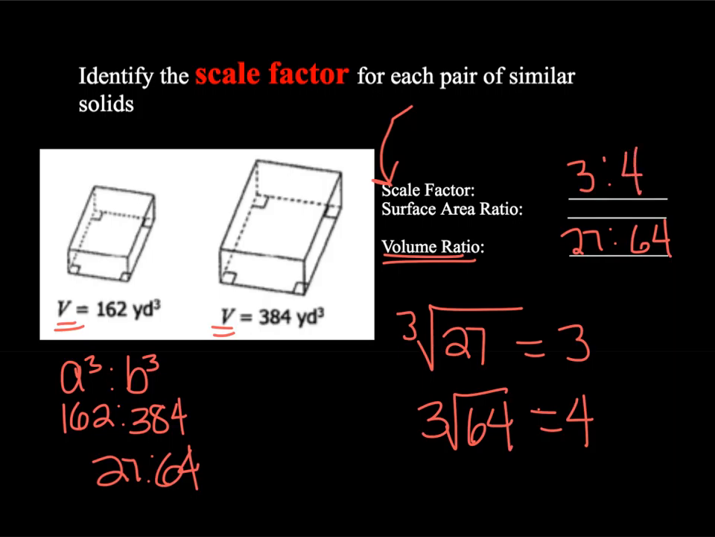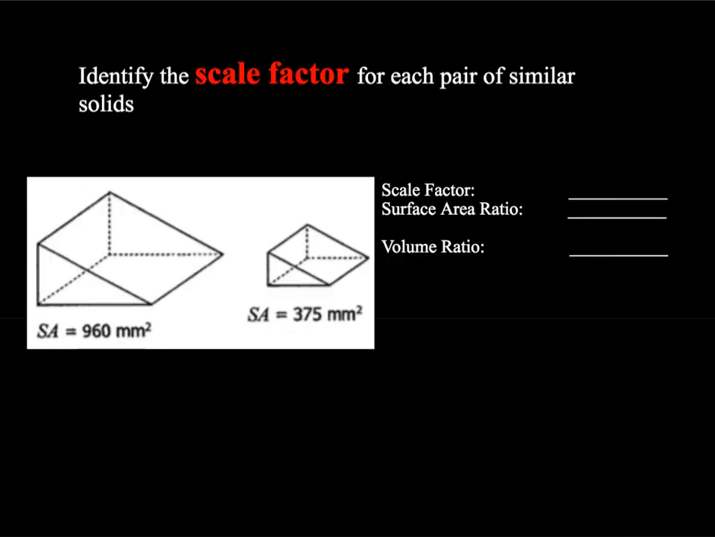So if my scale factor ratio is 3 to 4, what is my surface area? It's 3 squared to 4 squared, which is 16. So here are my ratios. You try this one, and then I'll fill in the answers, and let's see if we get the same thing.